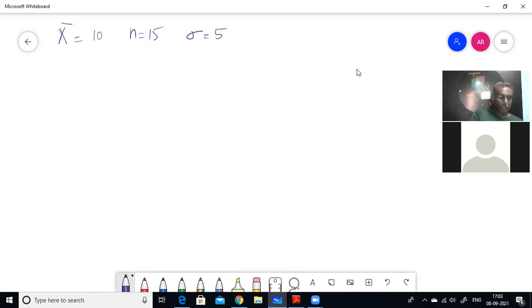Then it is telling that value 8 was incorrect. The value xi of 8 was incorrect. The correct value of xi was 23. This is wrong, this is right. Now, calculate the correct mean and correct standard deviation.